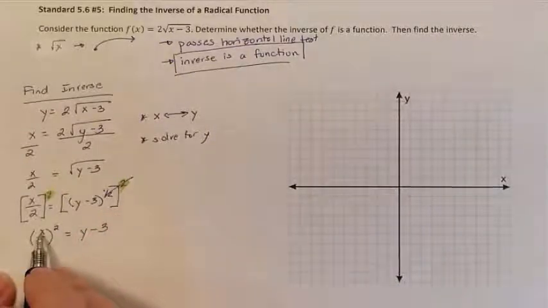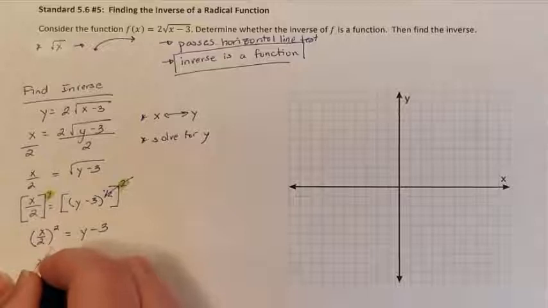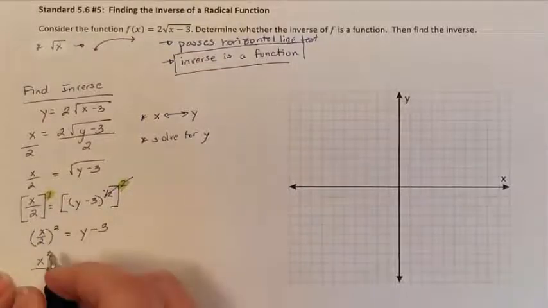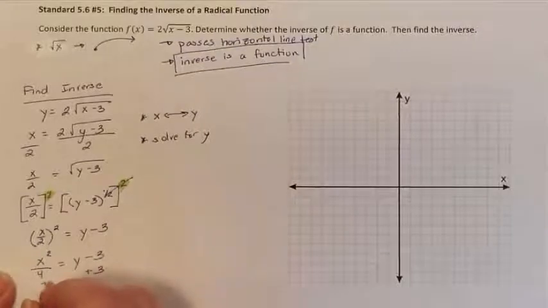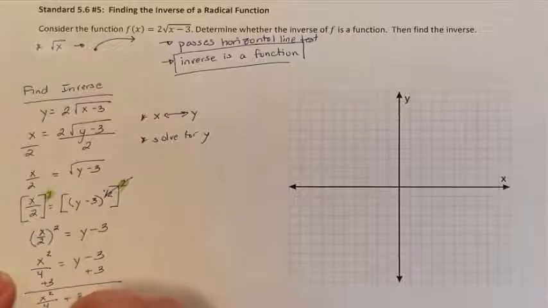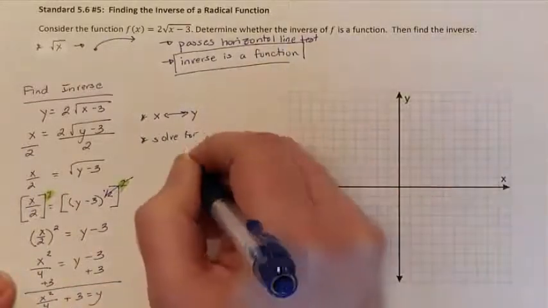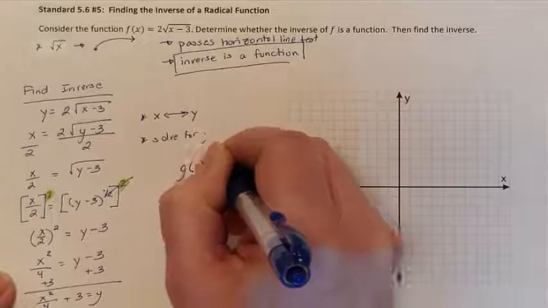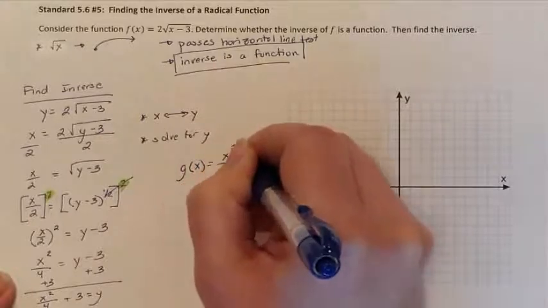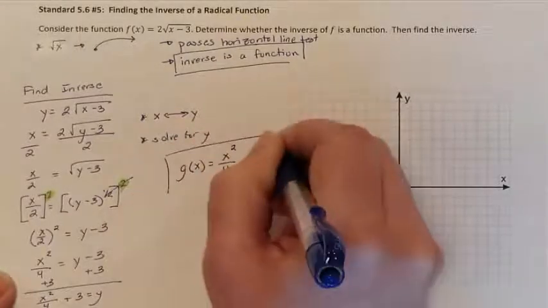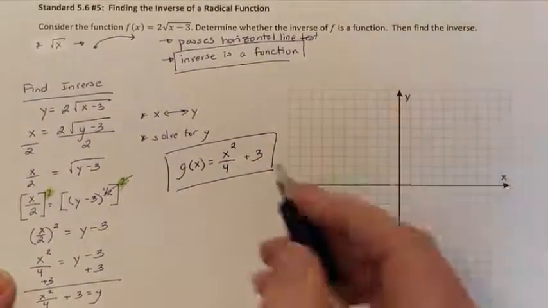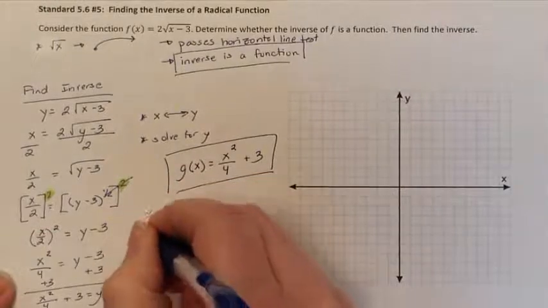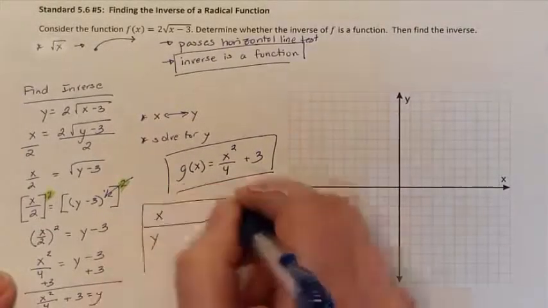This side, what is x to the second power? That's x squared. What is 2 to the second power? That is 4. I am now having to add 3 to each side. So I have x squared divided by 4 plus 3 equaling y. So I just found my inverse to be x squared divided by 4 plus 3. This is my inverse. I need to graph it. The only way to graph it is to use the xy table. So we're going to go ahead and use an xy table.